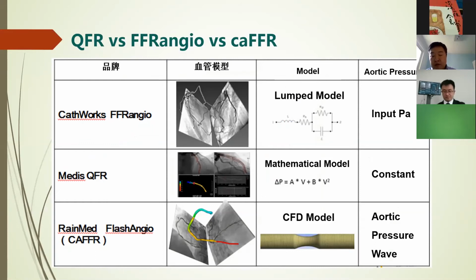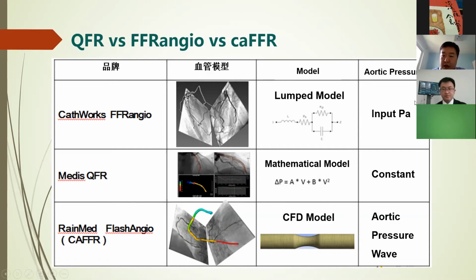The basic theory for the three products is almost the same, because we get the 3D reconstruction of the coronary arteries from the angiograms from two projections. But the computational models are different. The CassWork FFR angle uses a lumped model. MEDIS uses a mathematical model. RainMed, the CAFFR, uses a CFD model.